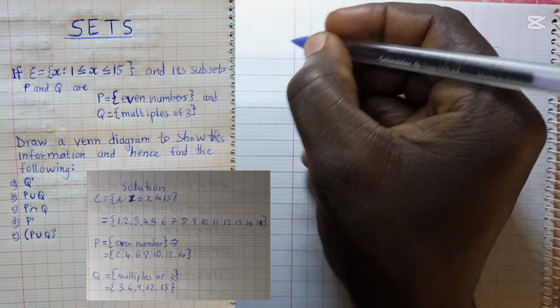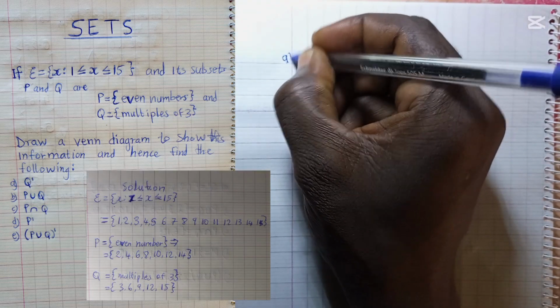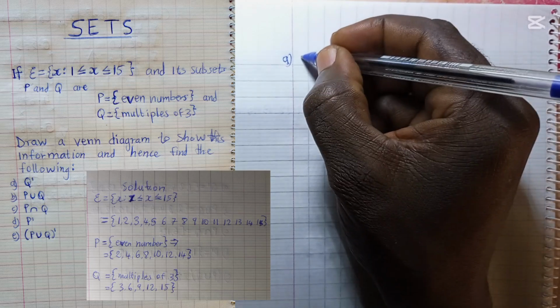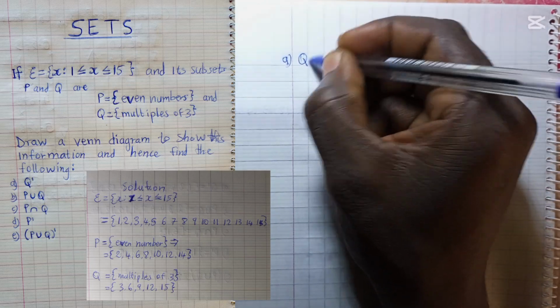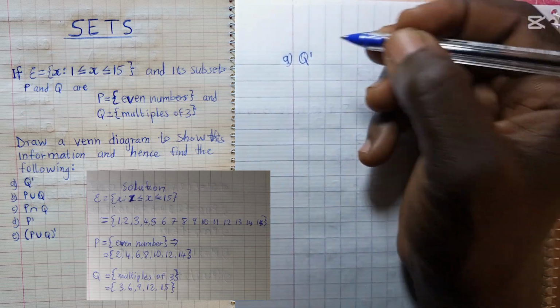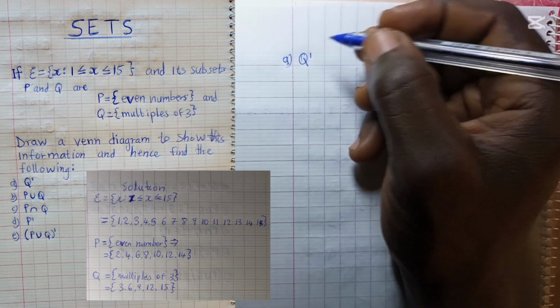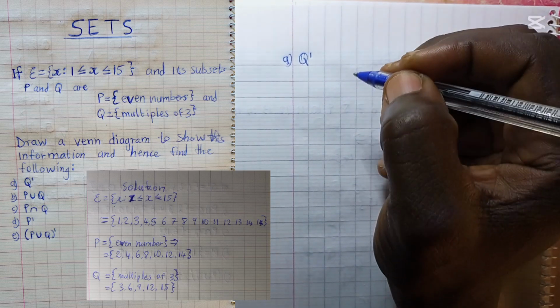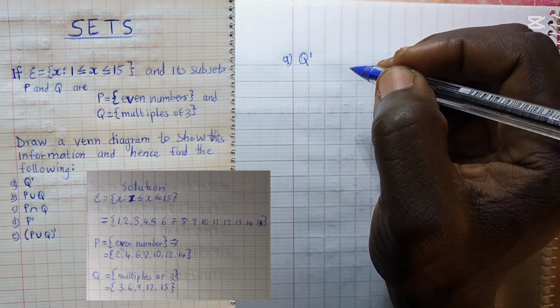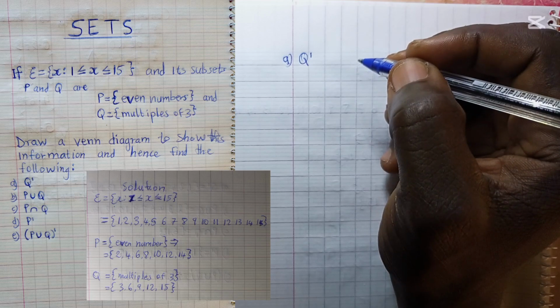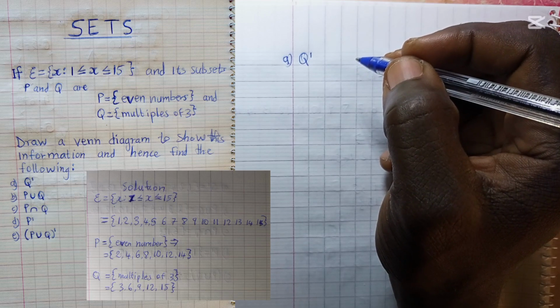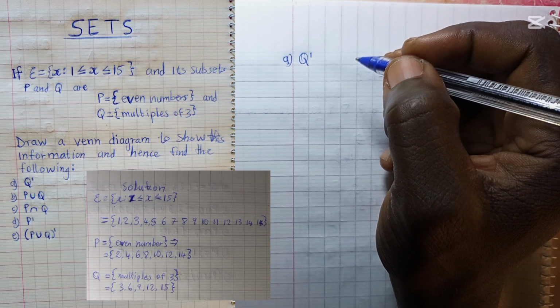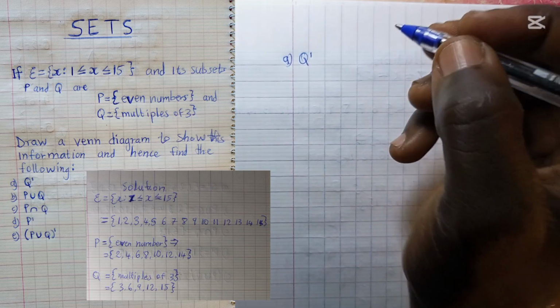So under A, we were asked to find the complement of Q, which means the elements in the universal set that are not in set Q.